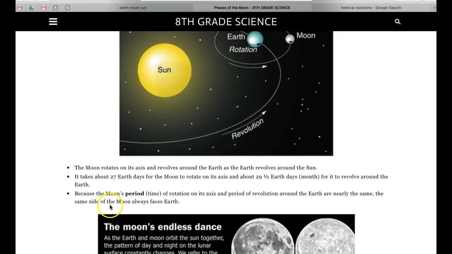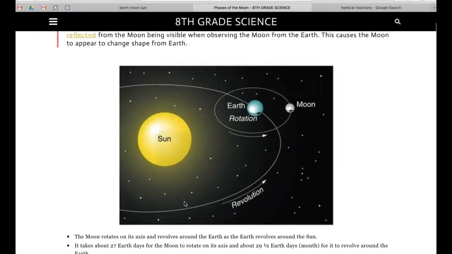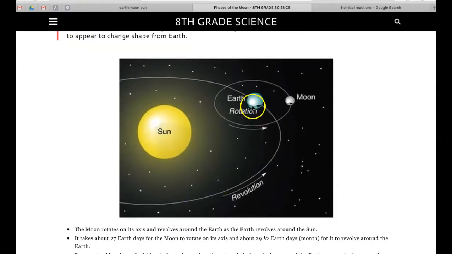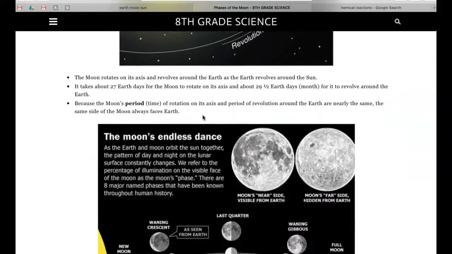Because the moon's period of rotation on its axis and period of revolution around the Earth are nearly the same, the same side of the moon always faces Earth. What they're basically saying is, while the Earth's orbiting the sun, it's rotating, and while the moon is orbiting the Earth, it's rotating. Because the rotation is exactly the same, it's showing the same side. And we'll watch a video later on to explain it. A pretty cool video, I'll say so myself.